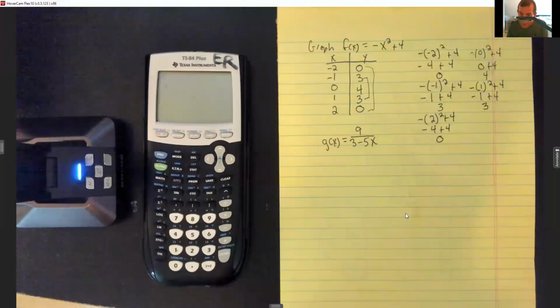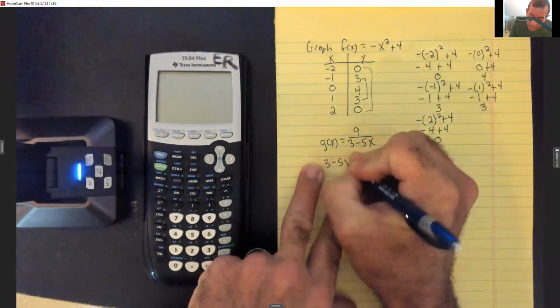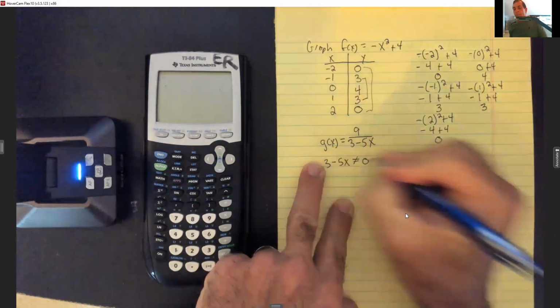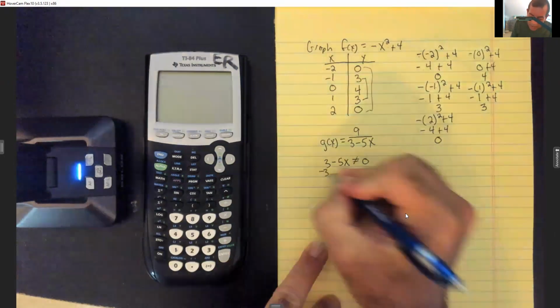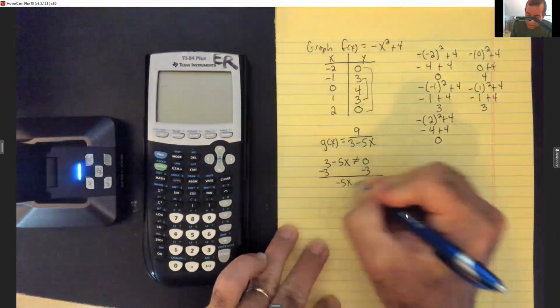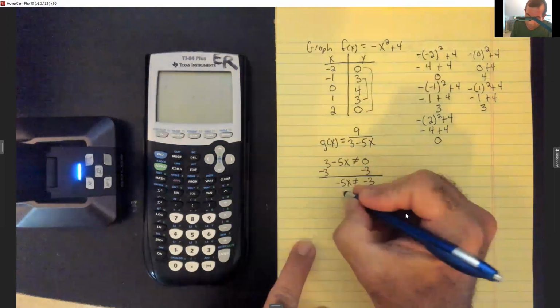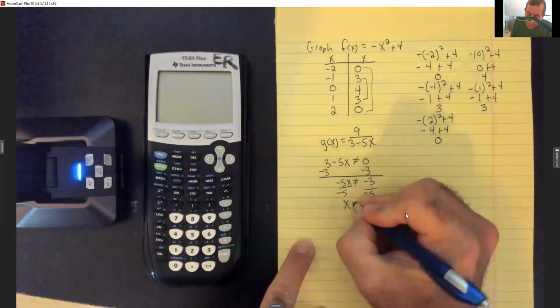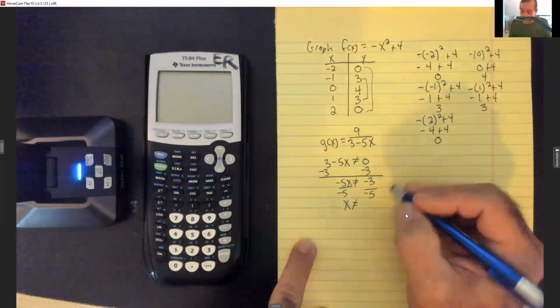All right, so remember, my domain, I've got a fraction. So the only thing I'm worried about on that fraction is the denominator. So I took that 3 minus 5x and said it could not equal 0. And then I solved it. So first I would what? Subtract 3 from both sides. I get negative 5x cannot equal a negative 3. And then divide by negative 5. So that cancels. I get x cannot equal, two negatives make a positive, so that's going to make a 3/5.